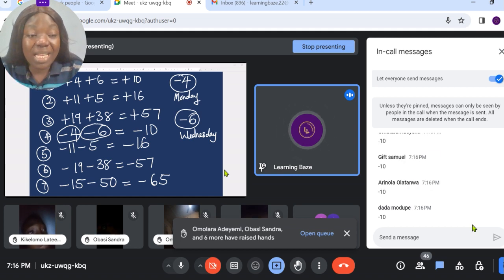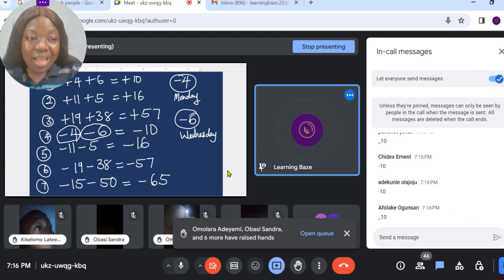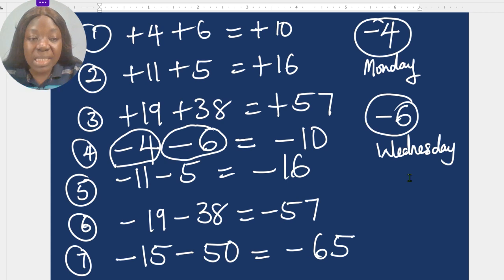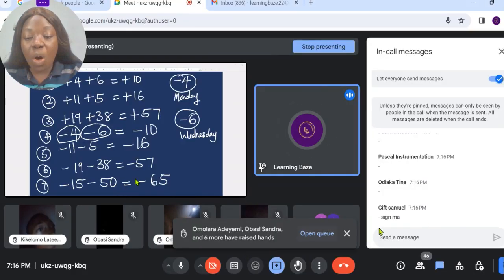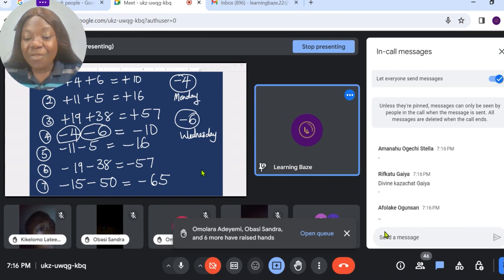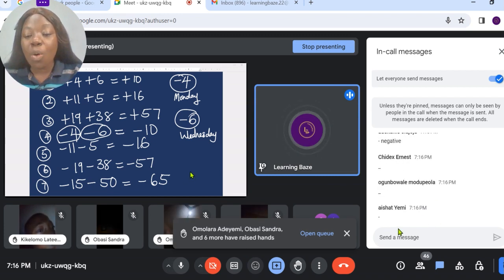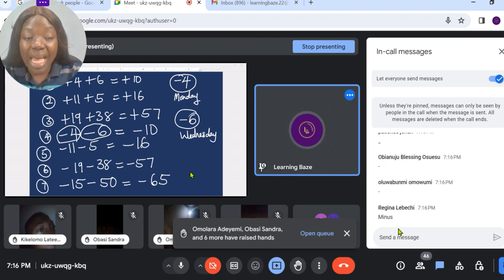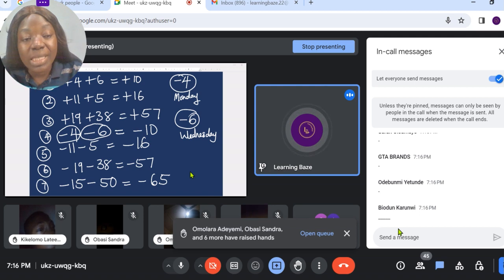Fantastic. So which means you understand. So if I am owing 10 naira, which sign will show that I am owing? Will it be the plus sign or the negative sign, the minus sign? Please type in the comment section. Is it plus or minus? Fantastic. So the negative sign, which is the minus sign, will show that I am owing, right? So how will I write my 10? Is it plus 10 or minus 10?